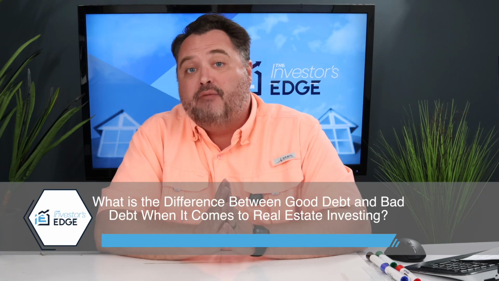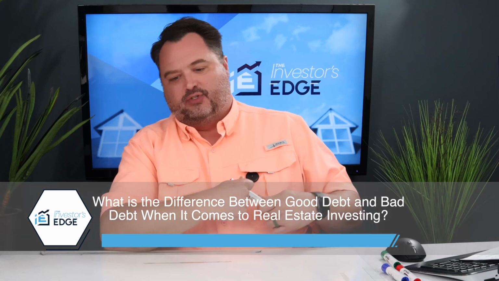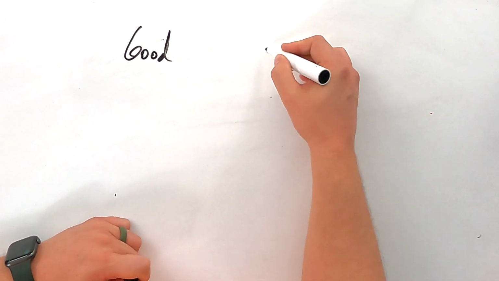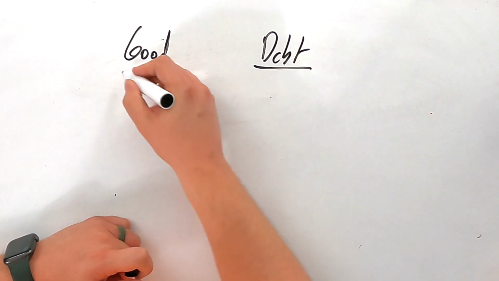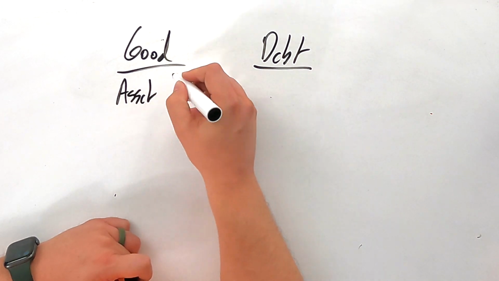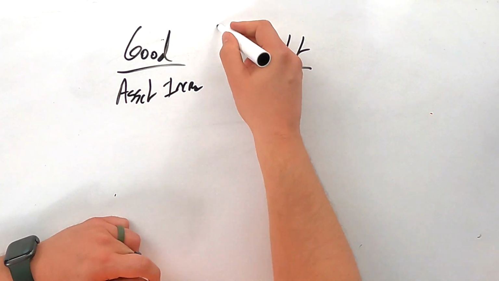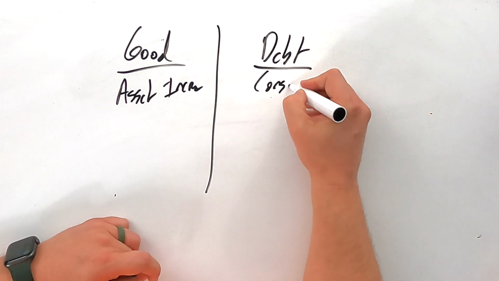What is the difference between good debt and bad debt when it comes to real estate investing? Well, I think it's really quite simple, but I want to talk about debt as a whole. They've got good debt and bad debt, okay? Good debt is for something that is an asset that's going to increase in value. Bad debt is consumer debt.